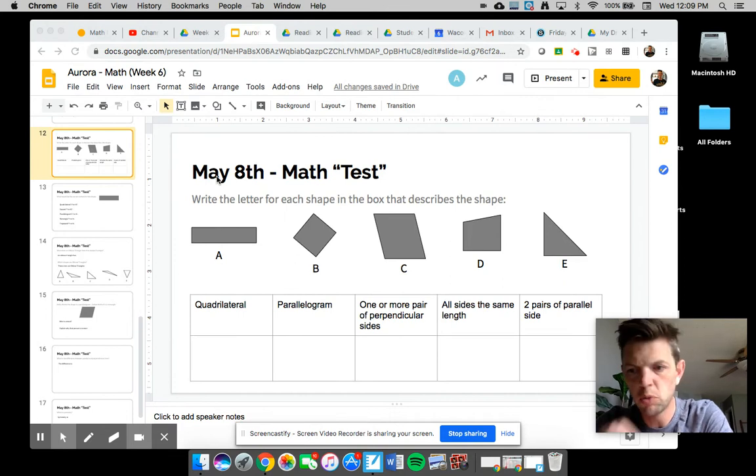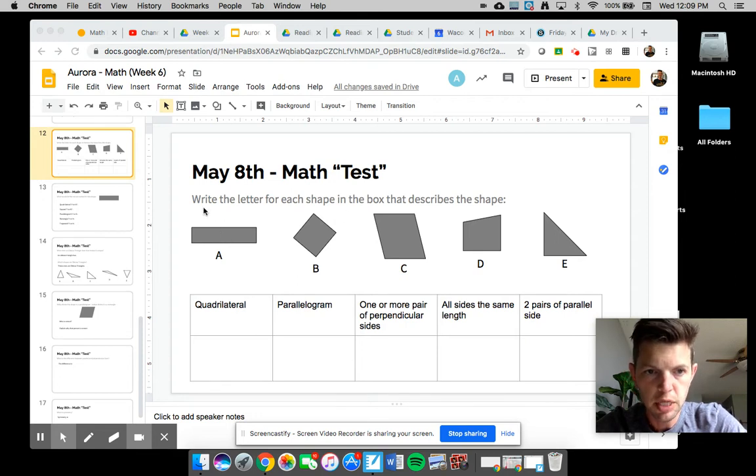I'm going to quickly walk through this math, and I'm calling it a test in quotation marks because it's not really a test. It's more like a review. But I'm just going to walk through each slide here and explain what to do. So hopefully that will answer any questions you might have.